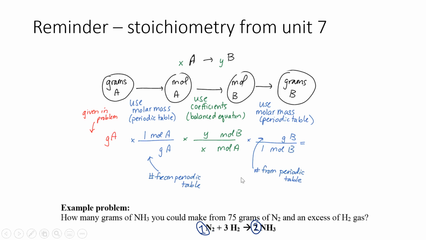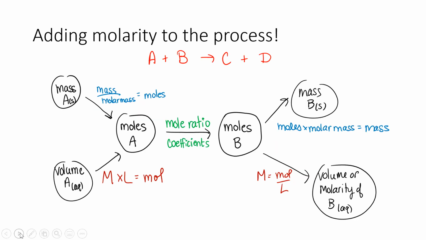So molar masses are something you find on the periodic table. The coefficients you get from the balanced chemical equation. So that's a reminder from Unit 7. And we have other videos on stoichiometry from Unit 7. But now let's talk about solution stoichiometry.